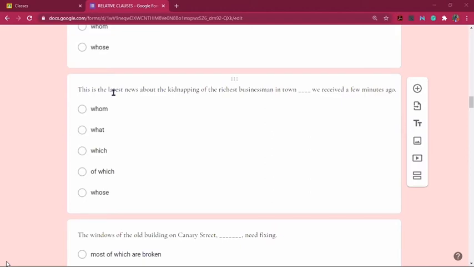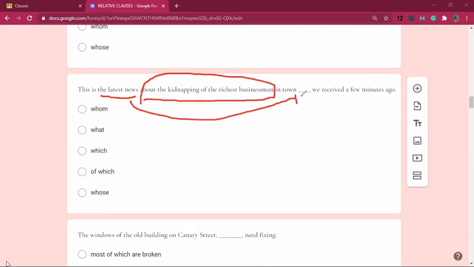Awad, this number. Whom? Remember, which one is the subject? This is the latest news, so it is about the news, honey. Look at this. This is the latest news about the kidnapping of the richest businessman, but this is not about the businessman. It is a news. So it's which. So be careful with that, okay? Okay, read all sentences. So let me continue.